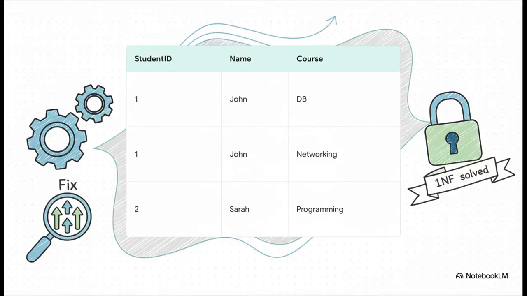And here you go. This shows the fix perfectly. We just split John's courses into their own rows. And now look at that. Every cell has a single atomic value. The data is so much cleaner, way easier to work with. And just like that, we have officially solved for 1NF. Case closed on clue number 1.